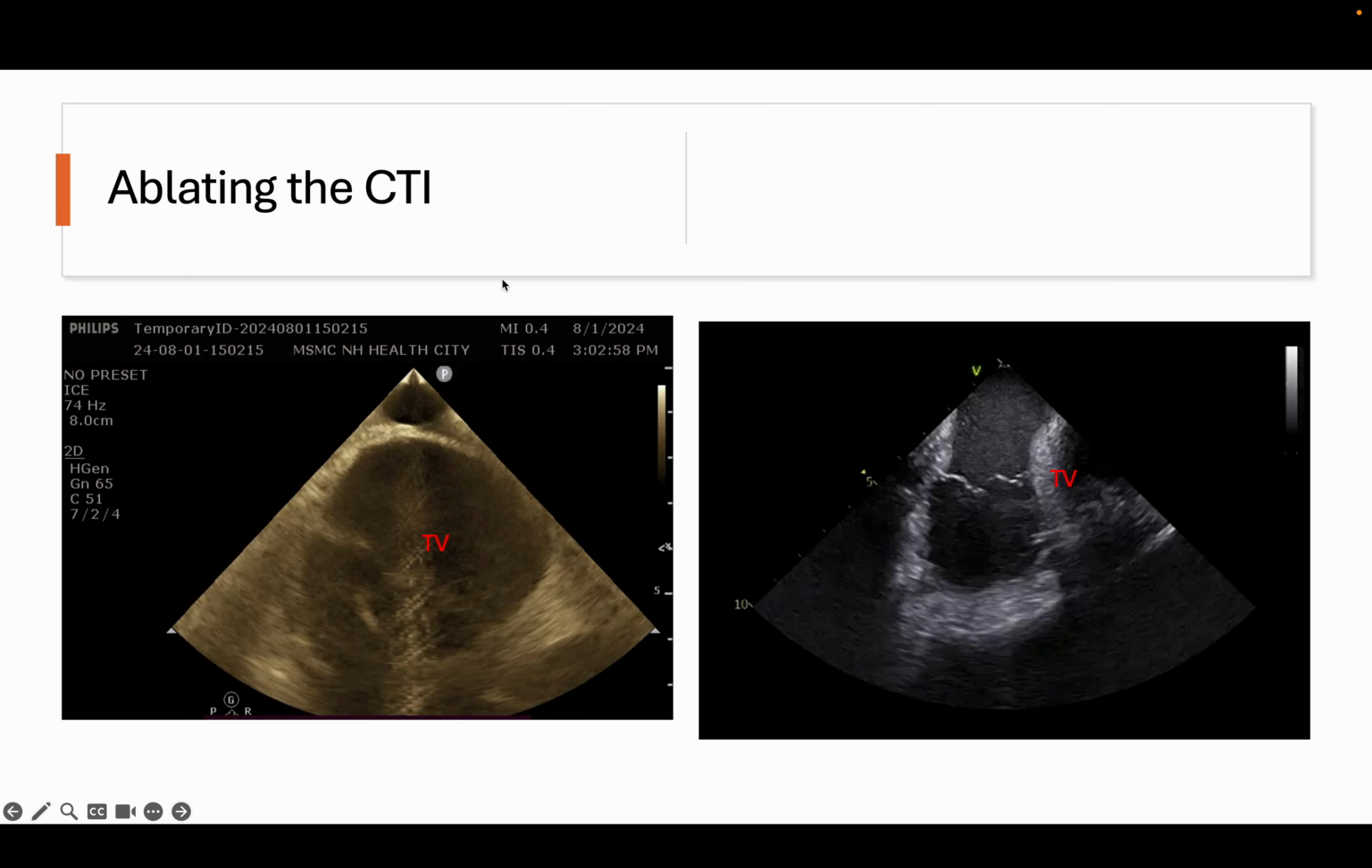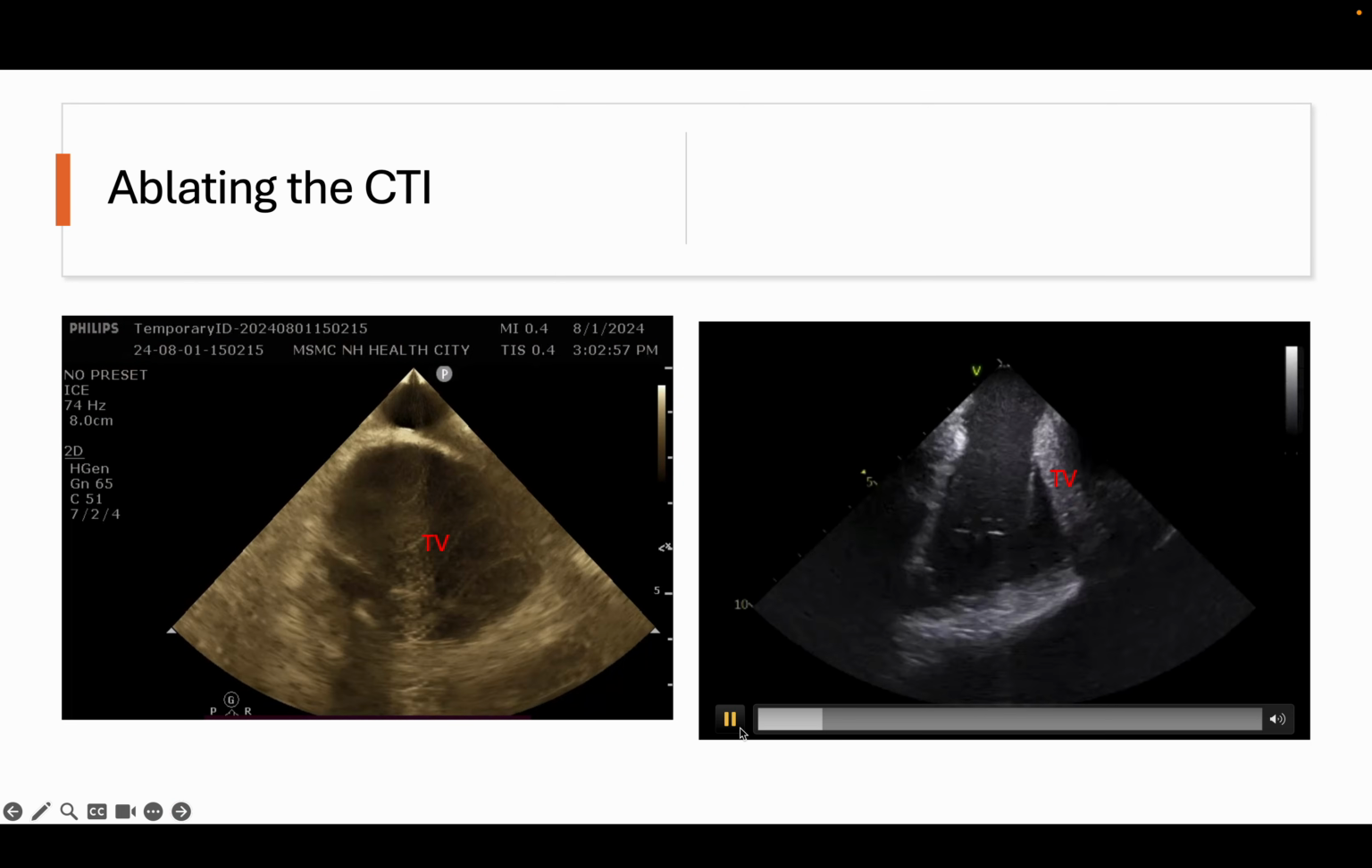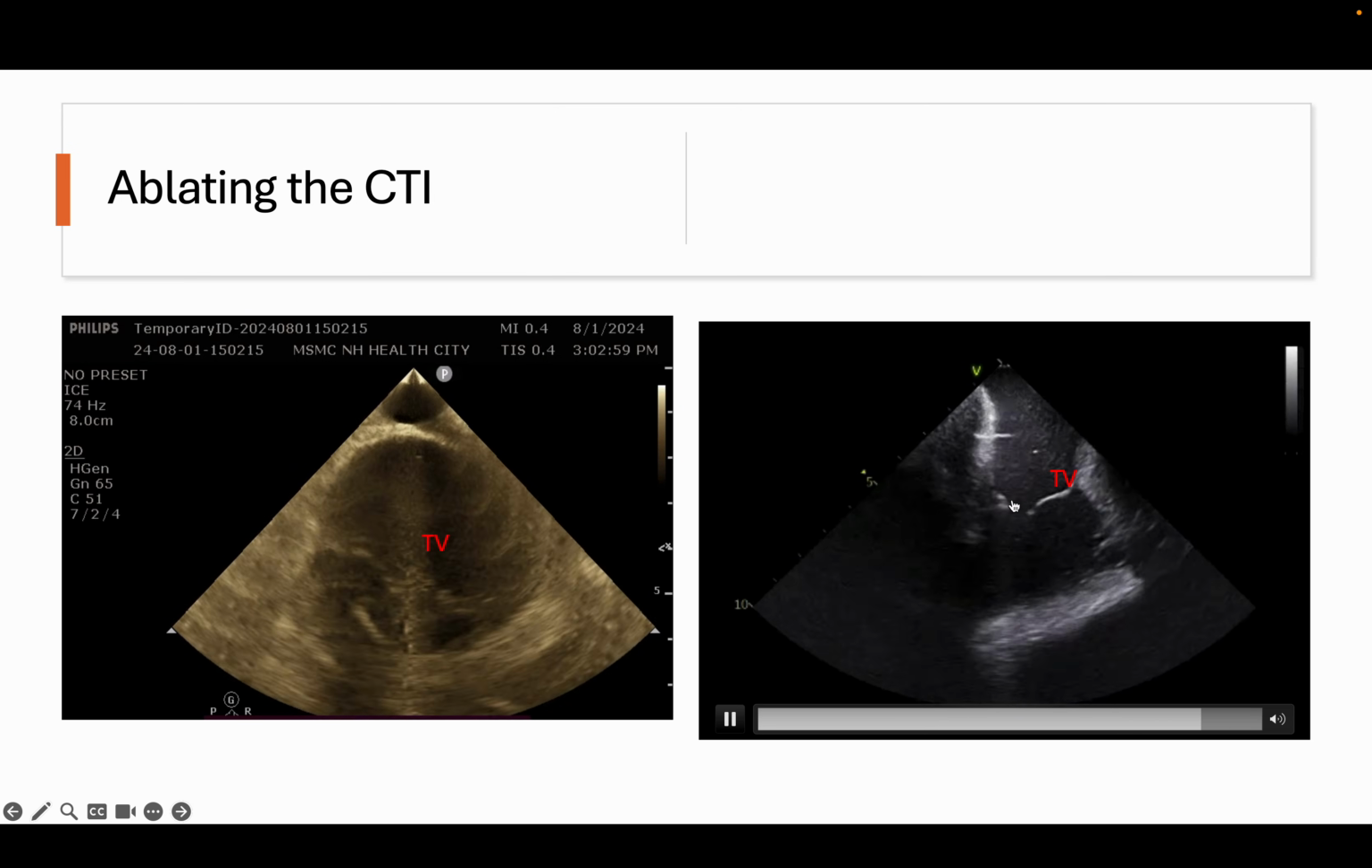Moving on from there, the cavo-tricuspid isthmus. Typically, the cavo-tricuspid isthmus is this way.